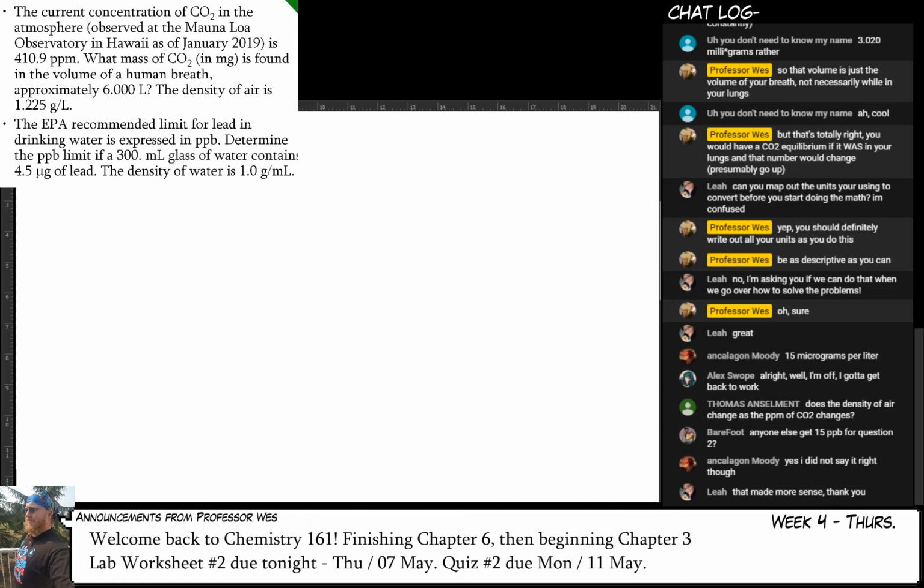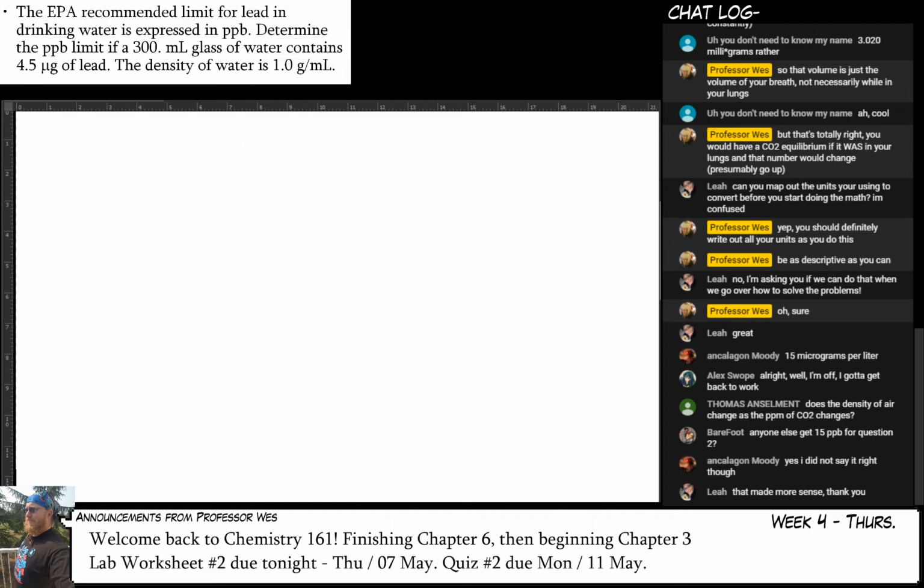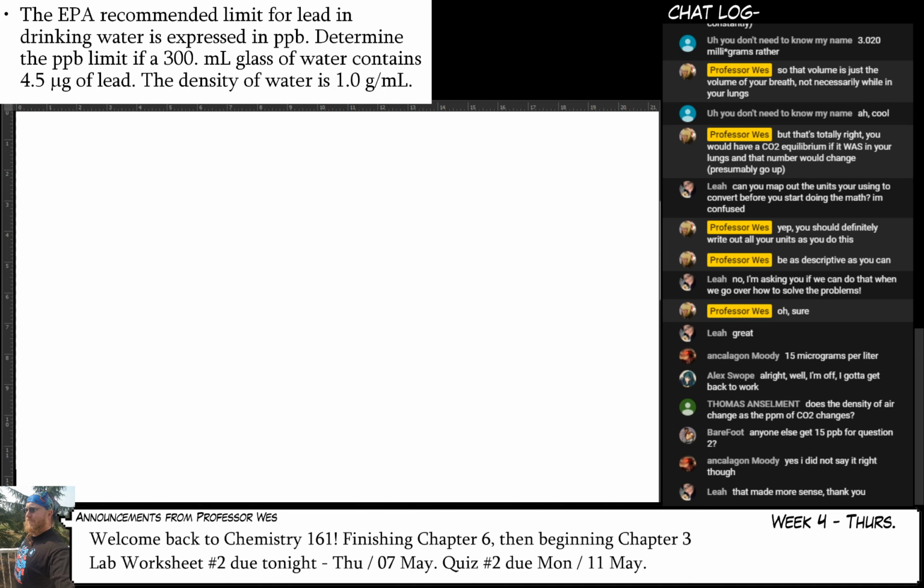All right, let's do this one. And hopefully I can make it a little bigger because this is hard for me to see on the screen. There we go. All right, the EPA limit for lead is expressed as this quantity. Determine the limit if a 300 milliliter glass of water contains 4.5 micrograms of lead. Here's the density of water, even with the lead inside it. There's so little lead in this water that it's hard for it to affect the density in any meaningful way, even though lead is super dense.